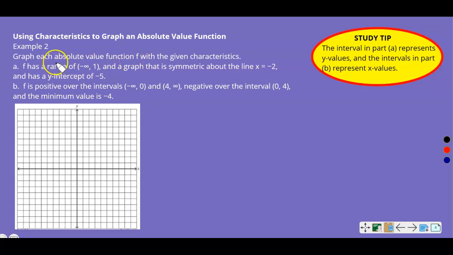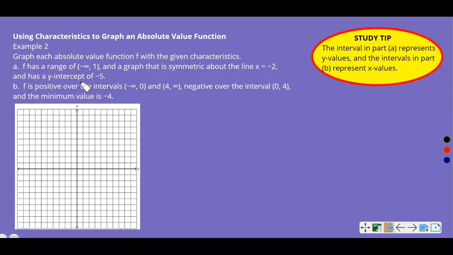So it's important to note that an absolute value function, remember it's a V-shaped graph or an upside down V-shape. So we know that's what we need to start with. We're going to end up with a V-shaped graph, and we have some things that they're giving us to start with. So it says f has a range of -infinity to 1. Remember, range is your y values. And a graph that is symmetric about the line x equals -2. Remember the symmetry, the line of symmetry goes to your vertex, so that's important to know. And has a y-intercept of -5. Remember, your y-intercept crosses the y-axis.